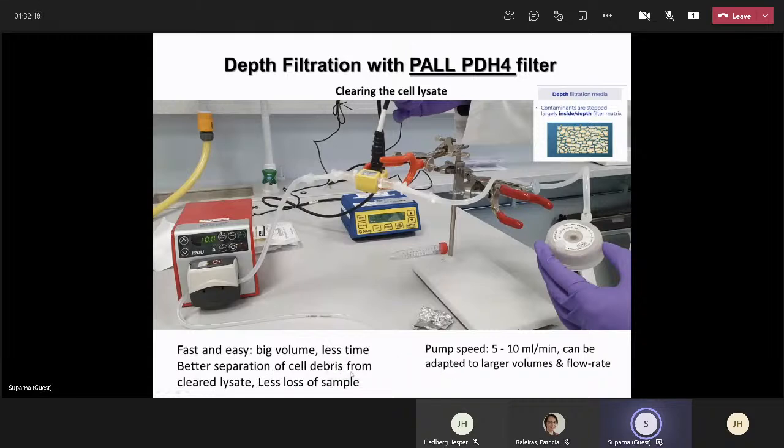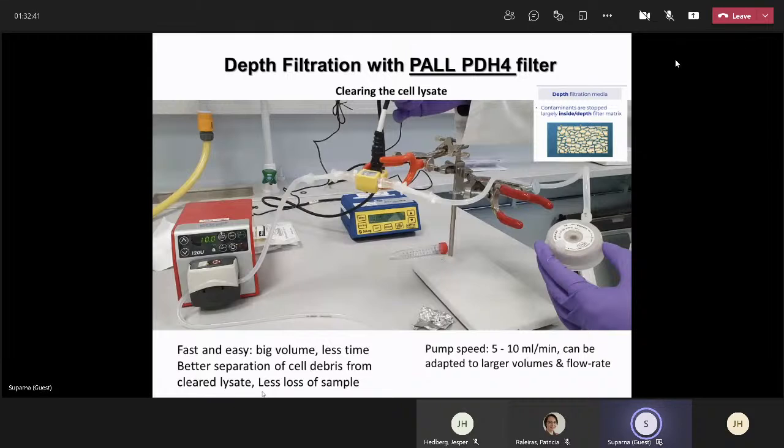The advantages are that it's fast and easy. One can filter as big a volume as possible, and one is not limited by the size of the rotor. Secondly, my group members clearly tell that they realize it's much better separation of cell debris from the cleared lysate compared to the centrifugation method.